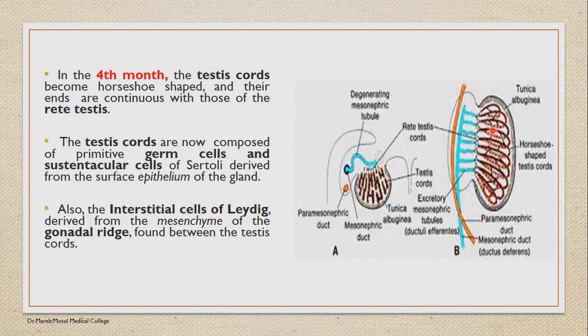In the 4th month, the testis cord becomes horseshoe-shaped. This is the first point, and it becomes continuous with the rete testis. And there will be 3 types of cells. The first is called the primitive germ cells. The primitive germ cells are derived from the primordial germ cells, which come from the wall of the yolk sac. The second is called sustentacular cells of Sertoli, and these will be derived from the surface epithelium of the gland. The third is called the interstitial cells of Leydig, and these are derived from the mesenchyme of the gonadal ridge, and are found between the testis cords.